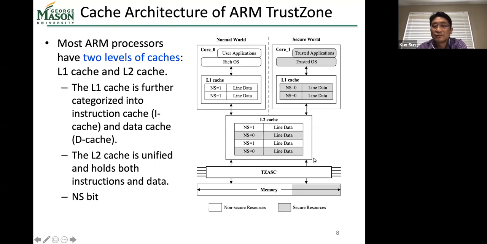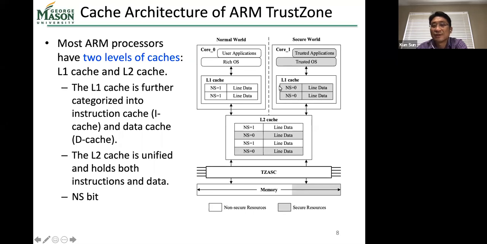The level 2 cache is unified, meaning it contains both data and instructions. They don't distinguish those two types of data. Another thing is there's an NS bit, which you can see in the level 1 cache and level 2 cache. NS means non-secure. If it is 1, the cache line is being used by the normal world, and if the cache line is used by the secure world, then it's 0.